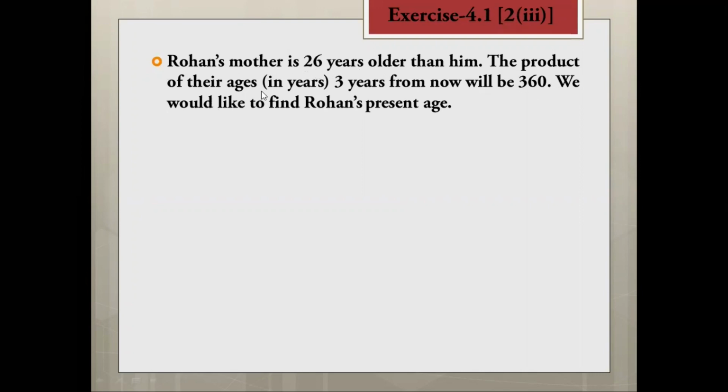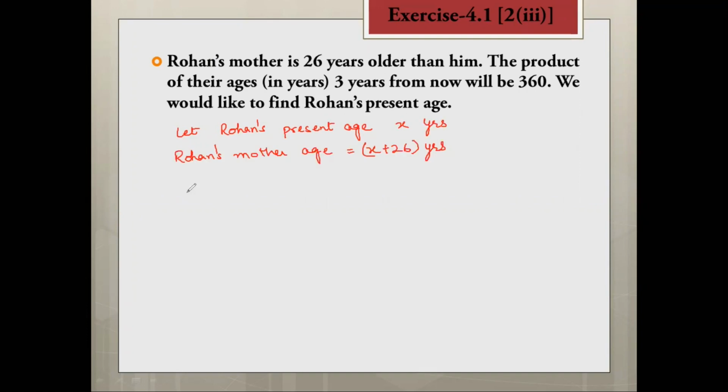The product of their ages in years 3 years from now will be 360. Means after 3 years. Now if his age is x years, then after 3 years his age and his mother's age product is 360. Okay. Let Rohan's present age be x years. So Rohan's mother's age is x plus 26 years.